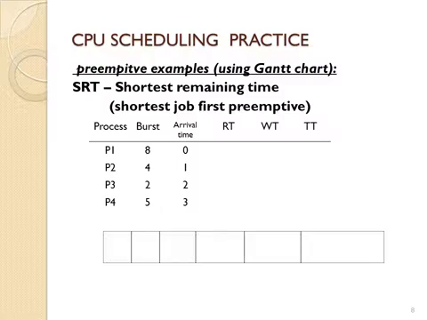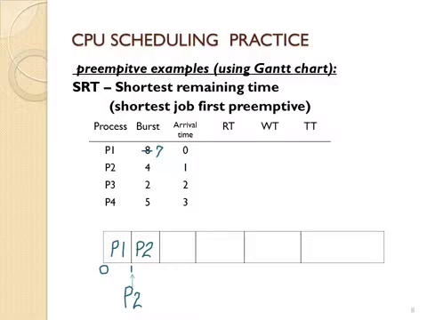So we will start at time 0 with P1 because it's the only one that is in the ready queue. But then at time 1, we will have the arrival of P2. When P2 arrives at time 1, P2 has a burst of 4, and P1 has a burst of 7 left. So that means that P1 will be preempted, and P2 will get the CPU because the shortest remaining time means which one has the shortest burst at that time. And at time 1, P2 has a shorter burst than P1.